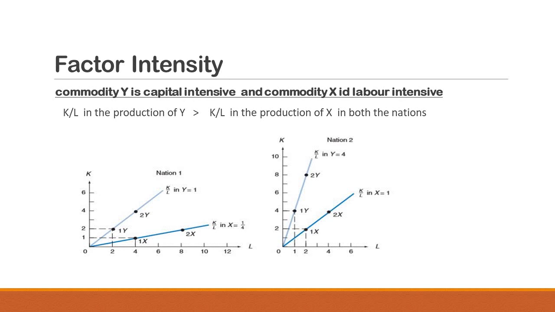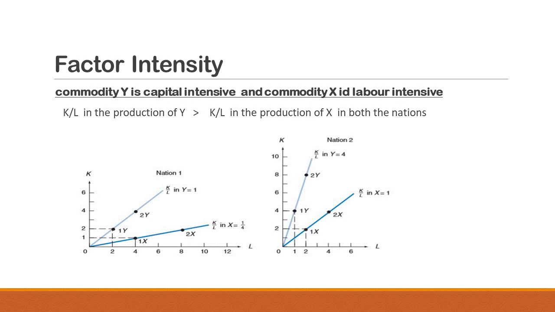The first figure refers to the case of nation 1, and in the first figure, capital labor ratio for the production of Y is much higher than capital labor ratio in the production of X. That means in the first nation, capital labor ratio is higher for the production of Y. In the second figure, also you can see that capital labor ratio in the production of Y is greater than capital labor ratio in the production of X.